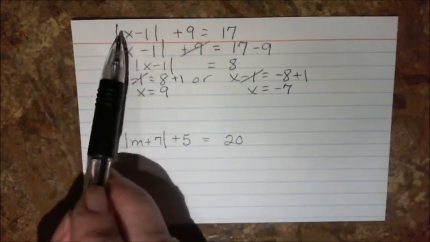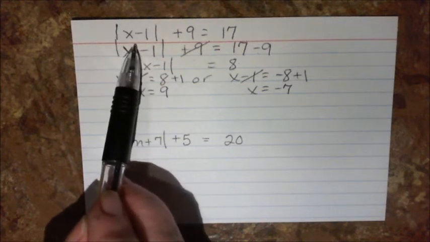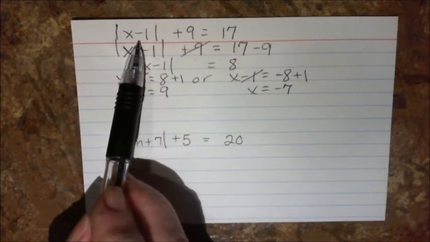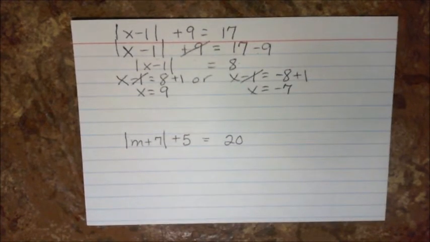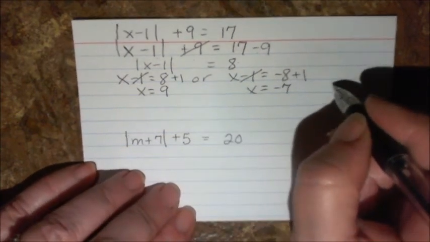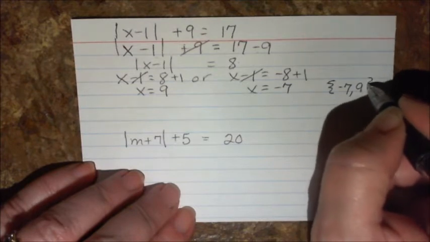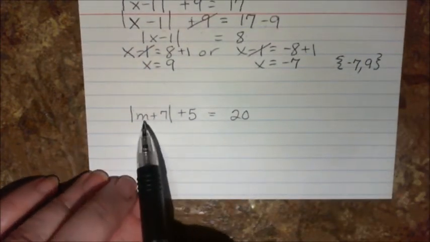Alright, let's check negative 7. Negative 7 minus 1 is negative 8. The absolute value of negative 8 is 8. 8 plus 9 is 17. So those check, and we could write our solution set in either order, negative 7 and 9.